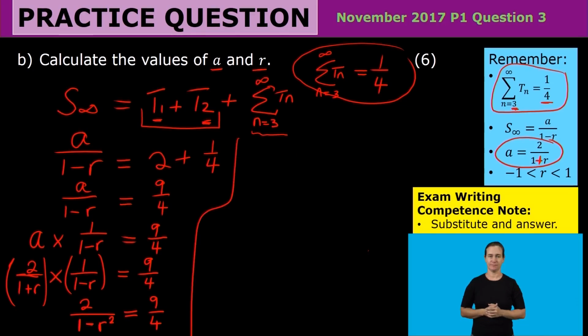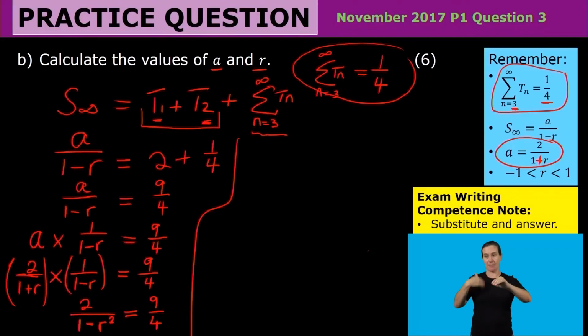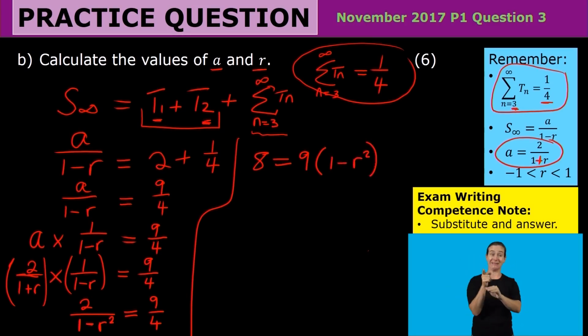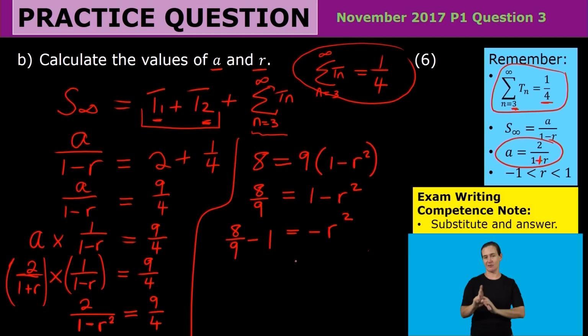So when we continue with that, remember, when we have fractions, the best way to get rid of them is to multiply by the denominators. So on one side, we're going to multiply by 1 minus r squared, and on the other side, we're going to multiply by 4. So that is going to be 8 equals 9 multiplied by 1 minus r squared. Remember, we are trying to get to the r, so we are going to divide by 9 on both sides. That's going to be 8 divided by 9, and on this side, we simply have 1 minus r squared. We are going to take the 1 to the other side, and that is going to be 8 divided by 9 minus 1, while on this side, we have a negative r squared.